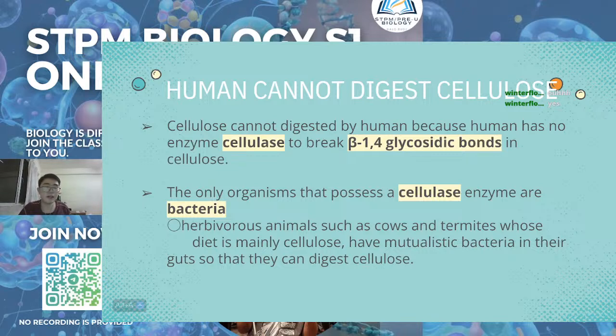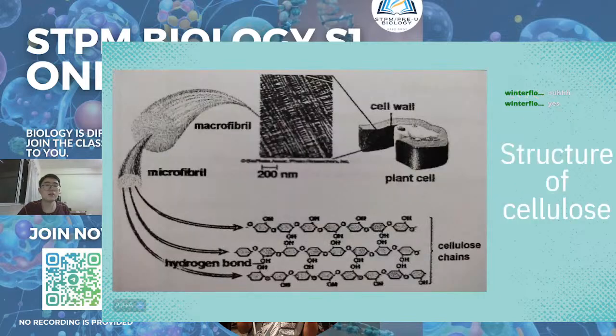Only cows, sheep, these herbivorous animals have cellulase. Cellulase hydrolyzes cellulose. But for humans, we don't have it, sorry. So the only organisms that possess the cellulase enzyme are bacteria. Not only bacteria but also herbivorous animals such as cows, and termites. Termites also can hydrolyze the cellulose because they have cellulase enzyme. Okay. This is just the structure of cellulose.